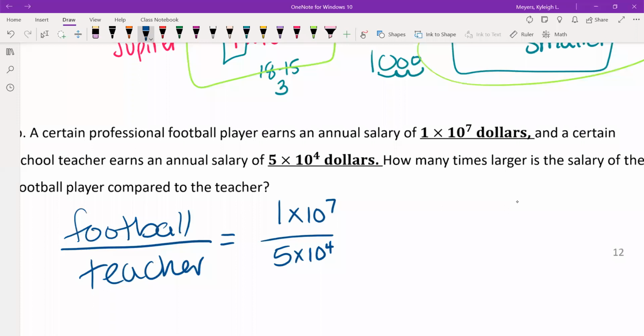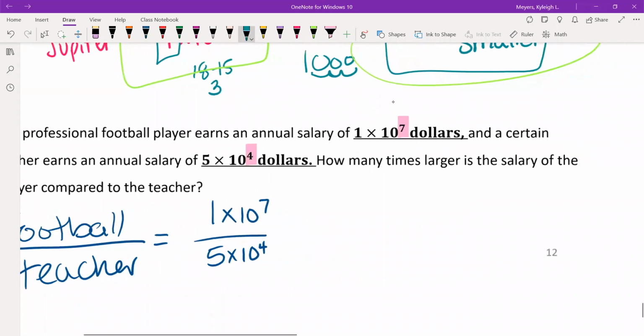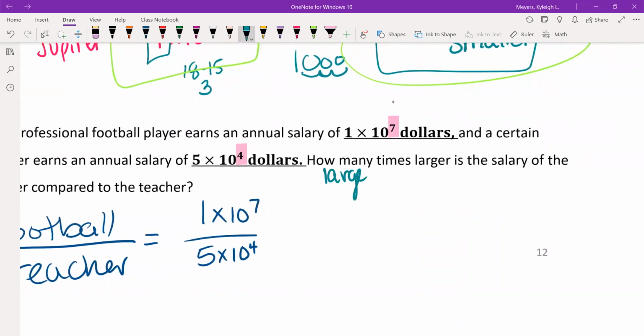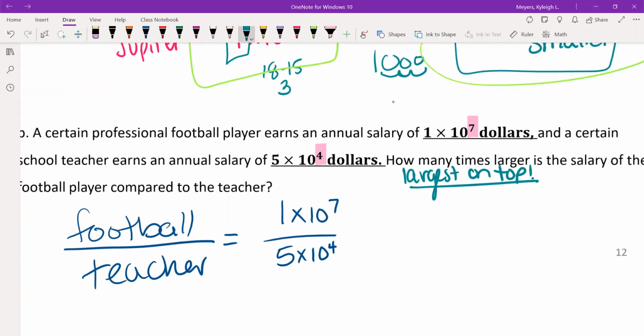All right, well, let's start here, right? So we have to look at our exponents. This one's 7 and this one's 4. And remember, largest is always on top. Okay, the largest is always on top. So football has 7, which is bigger than 4, so we divide. But now we go to divide like normal. Can we really divide 1 and 5? Can we do 1 divided by 5? No, right? We can't do that unless we want a decimal, which we don't.